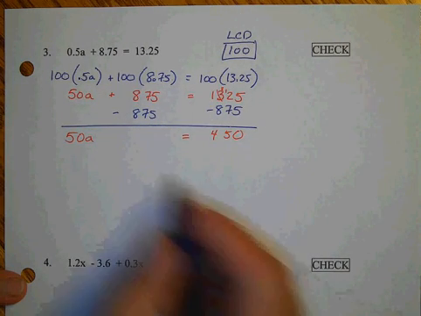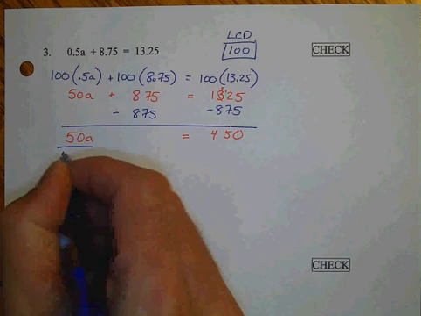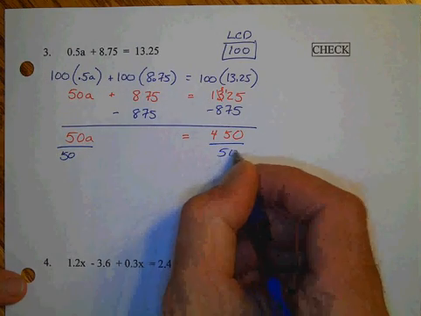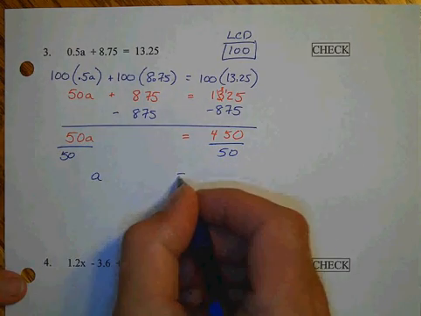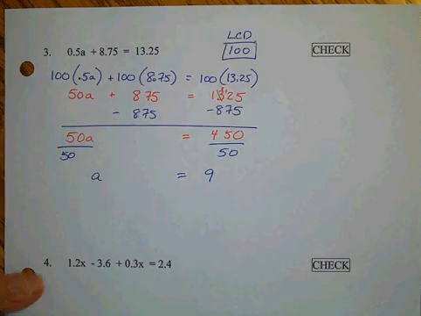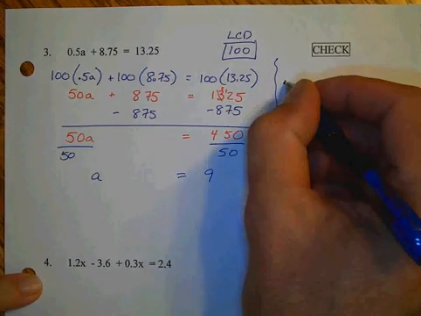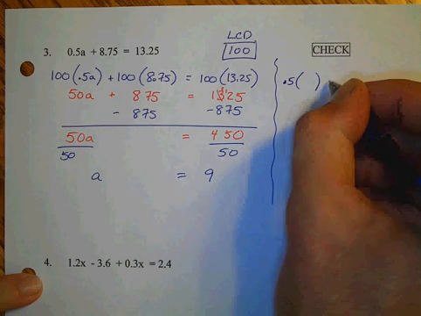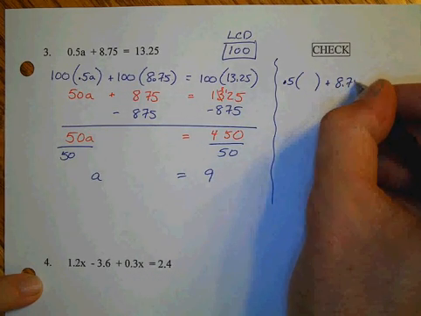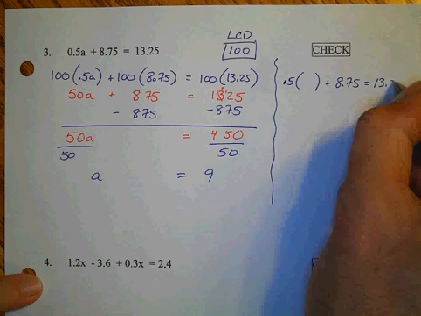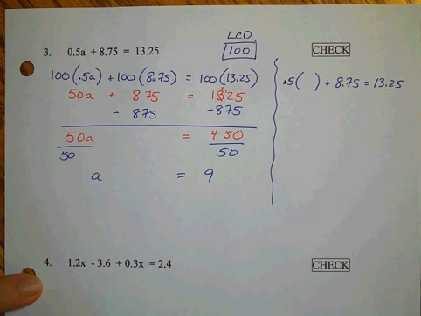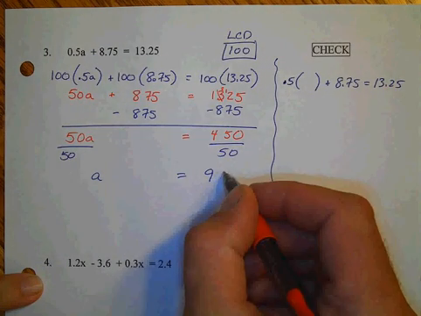Now as we continue, we're going to divide both sides by 50. In this case, our answer is very simple. a equals 9. Let's check this and see if it works. 0.5 times 9 plus 8.75 equals 13.25.